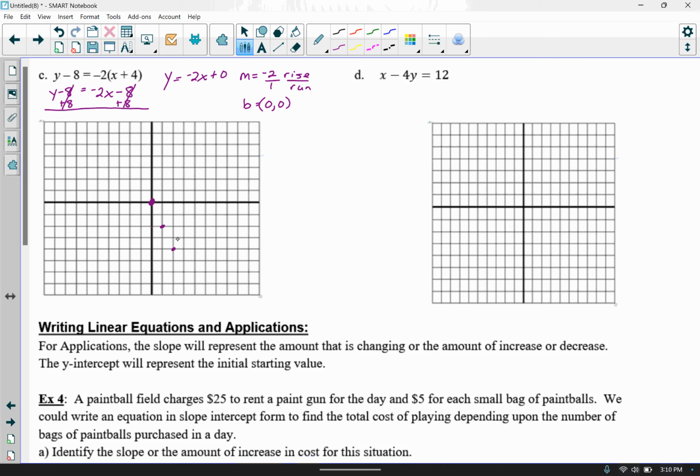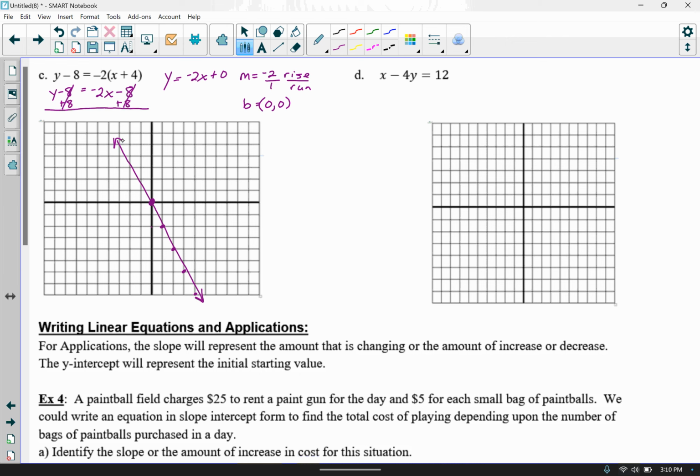Now I said in the directions you only have to do 3 points, but I'm going to go down a couple more times. Down 2, 1 to the right. Down 2, 1 to the right. And then I will connect those points. And that is the graph for that equation. And of course, it should have passed through those points. My pen just got a little off there.